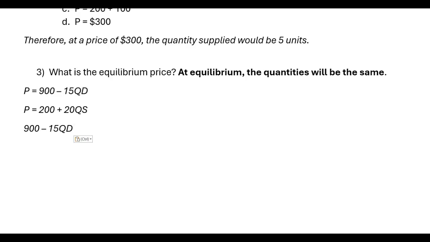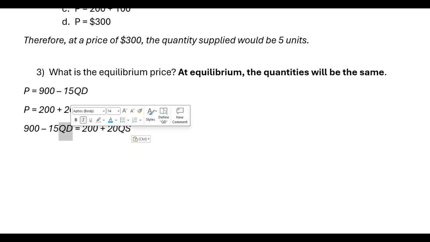So it's going to be true that $900 minus $15 for every unit demanded is also equal to $200 plus $20 times every unit supplied. How do I know that's true? Because they're both equal to price. So these two equations are equal to one another. But I still can't solve this because I have two unknown variables. Right? I don't know the quantity supplied, I don't know the quantity demanded.